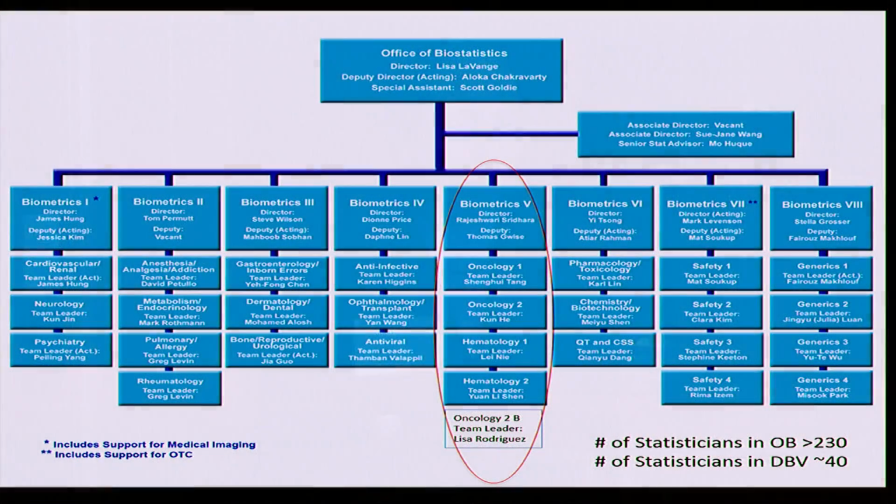With that, I want to just say that we are a very big group in CDER. The Office of Biostatistics has 8 divisions. We are 230 plus statisticians. Very few are masters, most of us are PhD statisticians, and my division has 40 statisticians, and we completely support the Office of Oncology and Hematology Products. Thank you.